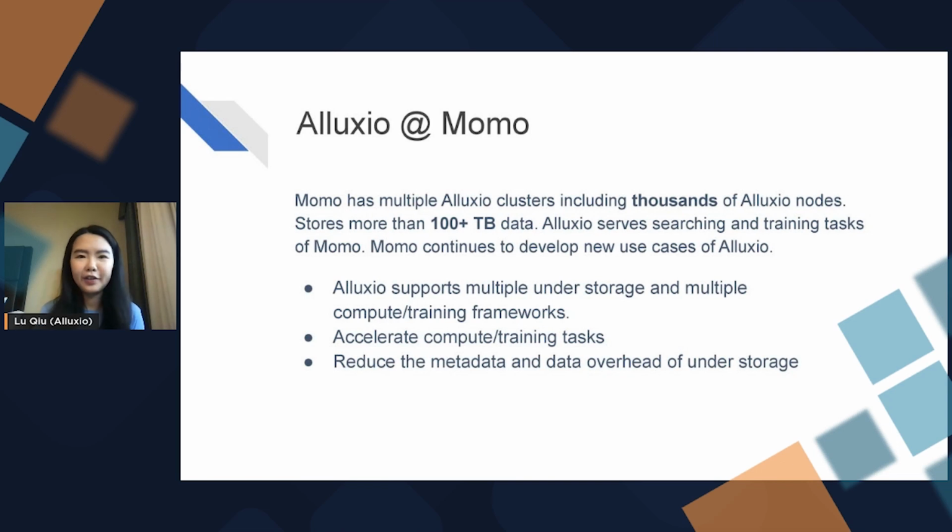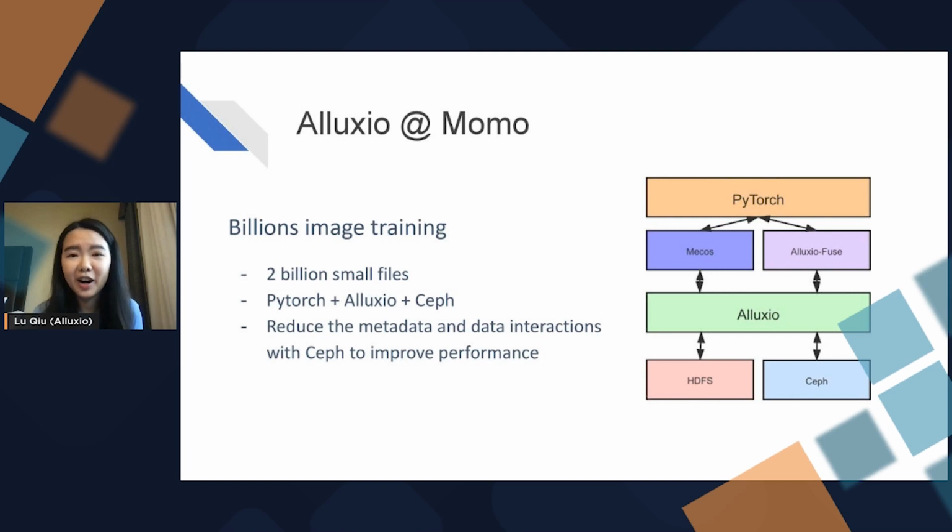I know that they want to make their users have a super fast experience. So before we talk about all the detail, Momo is kind of the Tinder in China, basically. And by using Elastic, they can also reduce the metadata and data overhead of the under storage. They have a huge amount of user base, maybe similar to the Tinder user base.